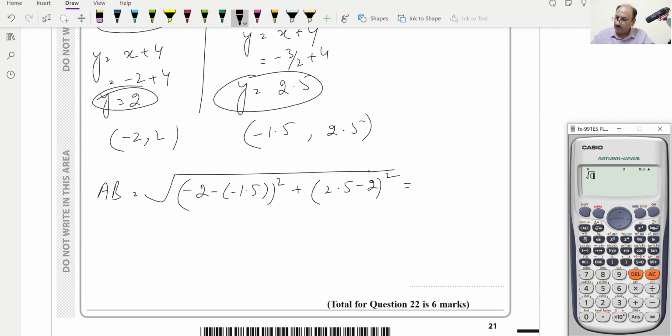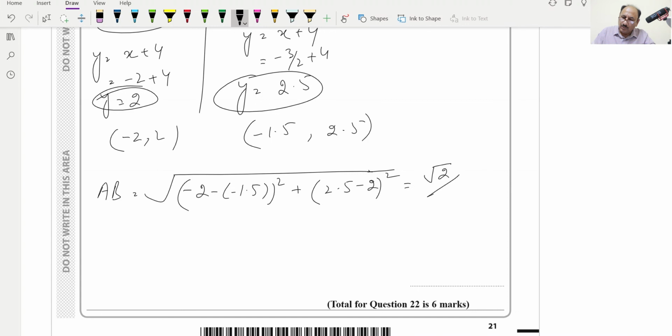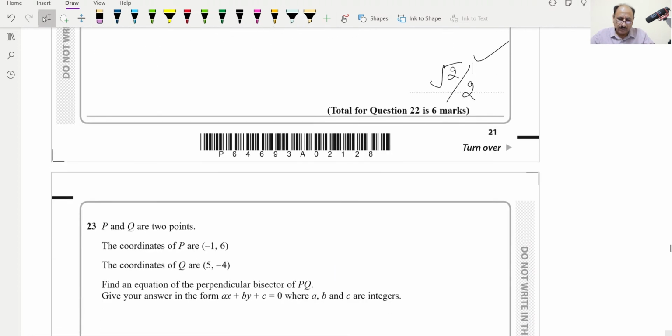So the square root of (minus 2 minus minus 1.5) whole squared, plus (2.5 minus 2) squared, and this will be equal to root 2 over 2. This will be our final answer for this question. So we can write root 2 over 2. This will be the final answer. Hopefully you understood this. This was a 6 marks question.